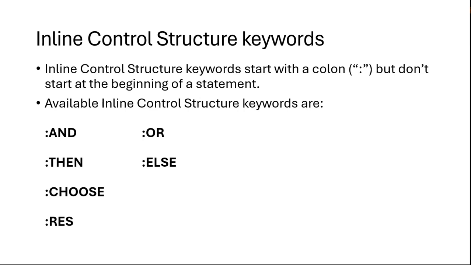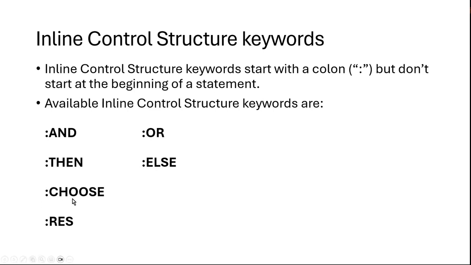In an inline statement, which we'll see in just a moment, the then clause says what we do if the conditions to the left of it are true. Then we will execute the expression to its immediate right of the then clause. And the else will be executed if we didn't execute the then clause.